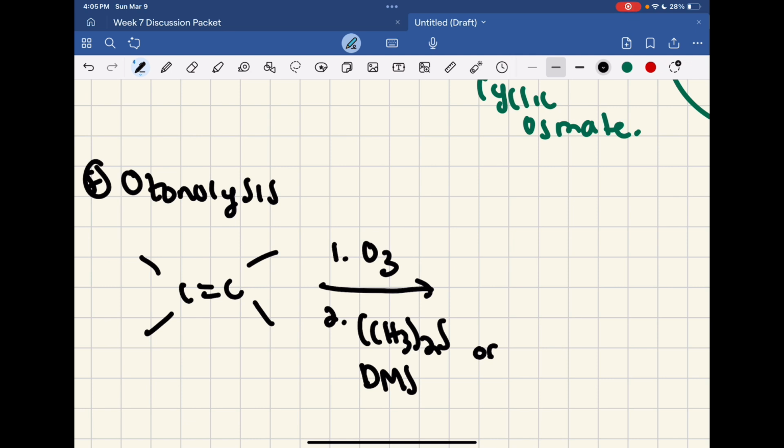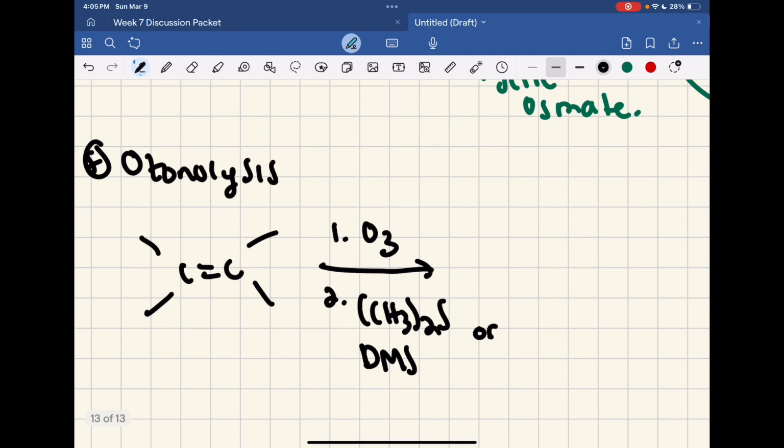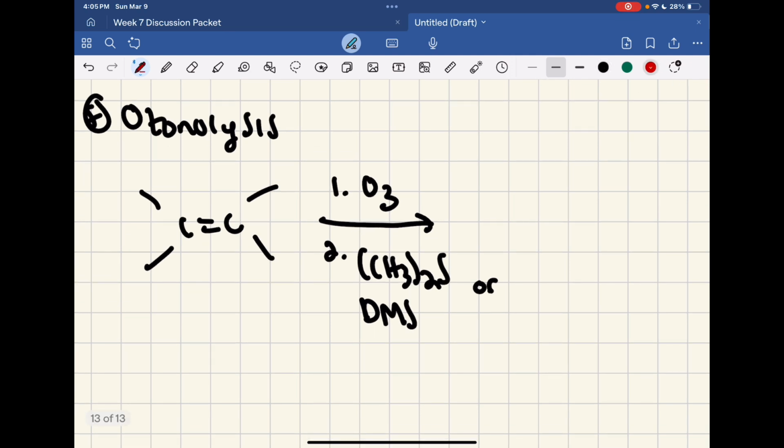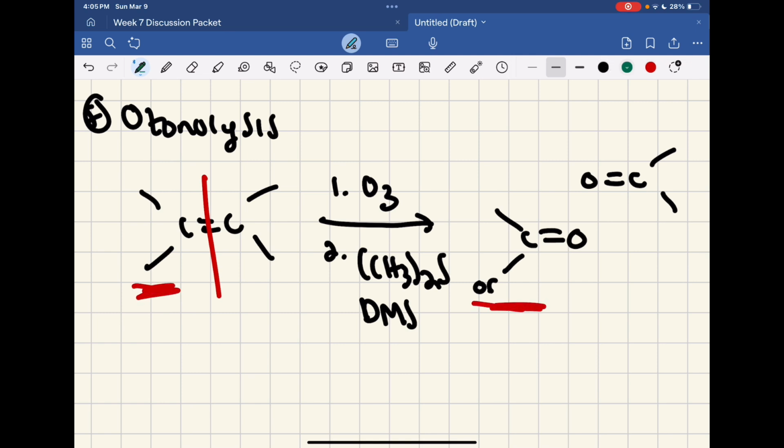The mechanism is not covered whatsoever, so that's nice. You just need to know that when you see this, you essentially want to cut down the double bond, and you just put a carbonyl where you cut. So notice the left fragment here is here, and now the right fragment here is here, but where you cut the double bond, you put an oxygen. Okay, so what is the result? Well, we can form aldehydes or ketones from these alkenes.